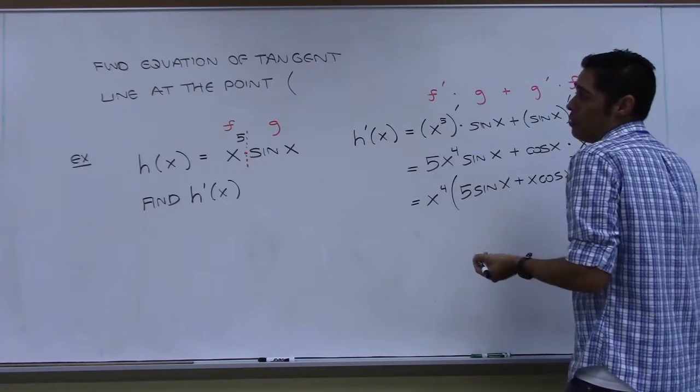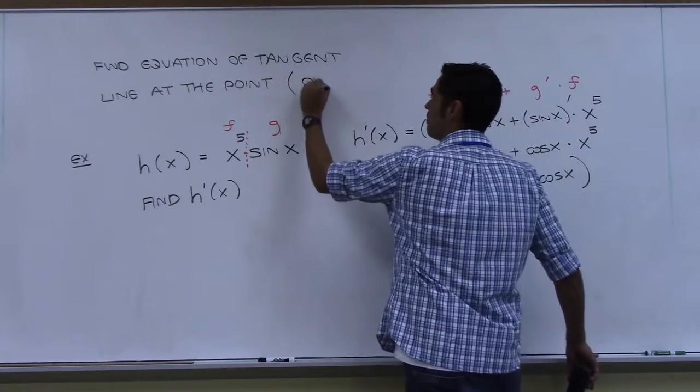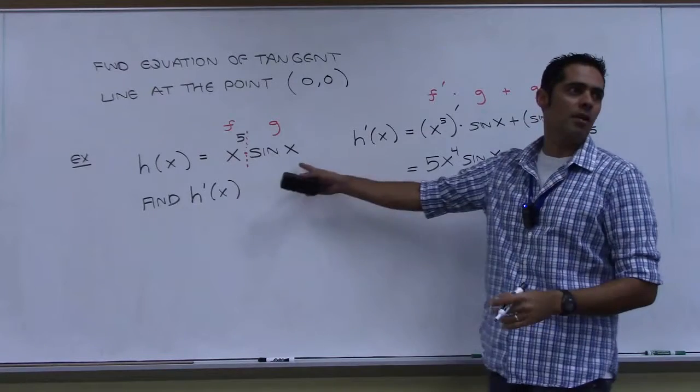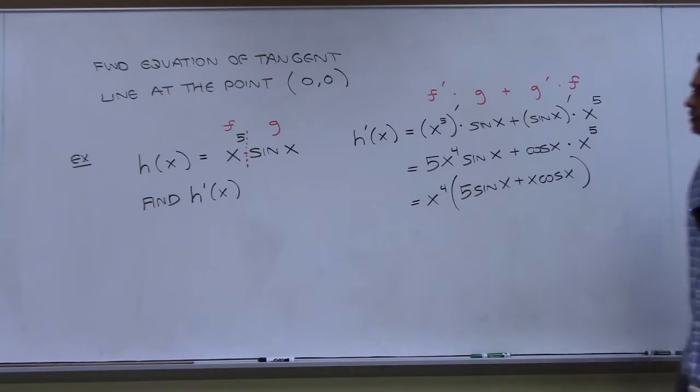Shoot, I'm going to have to go with something easy here. 0, 0. I had to find a point on the curve, so something that would work. Yeah, it's going to make this pretty boring, though, actually. It's going to be really boring. I think almost too boring.